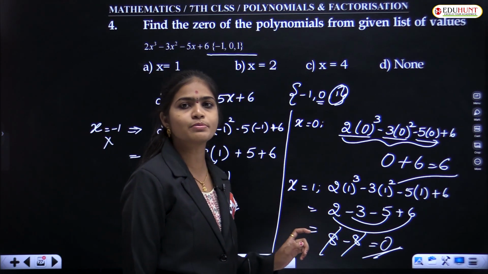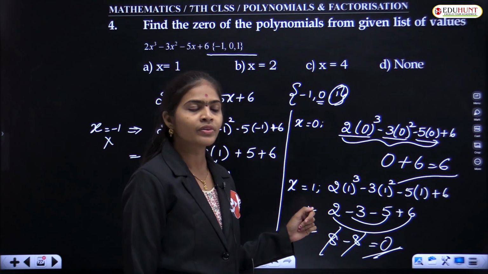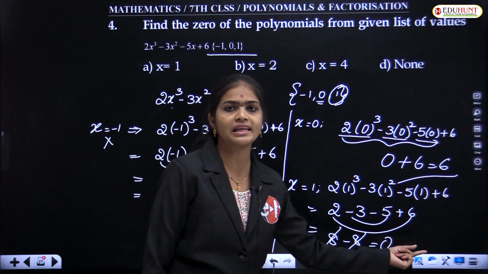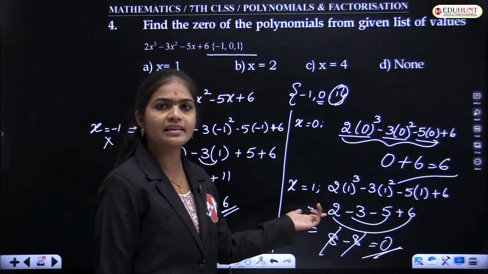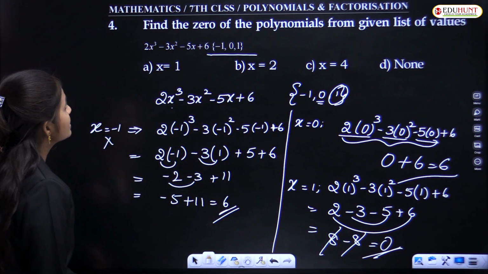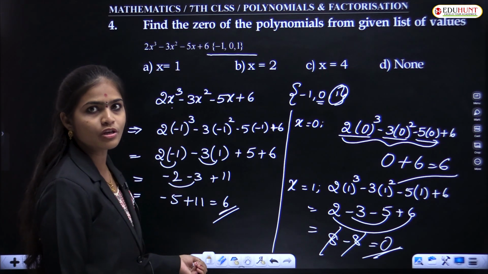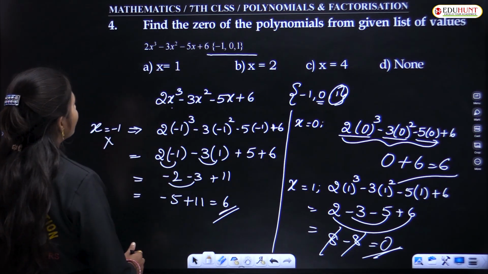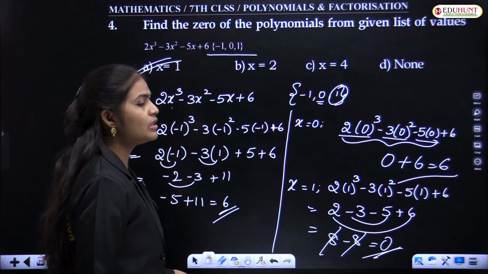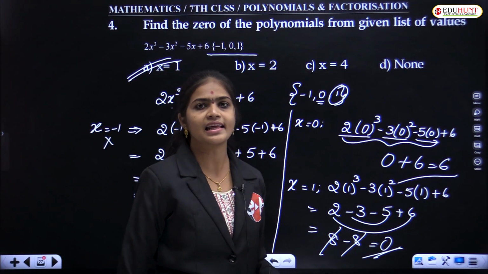So here it is satisfying or not? Yes, satisfying. When you substitute x equals 1, you get the value of that polynomial as 0. So we can say that x equals 1 is a root. Okay, so here what is that 0? 0 is nothing but the root of a polynomial, no? So that's why, here which option is correct? x equals 1 is satisfying. So that's why x equals 1 is the correct answer.